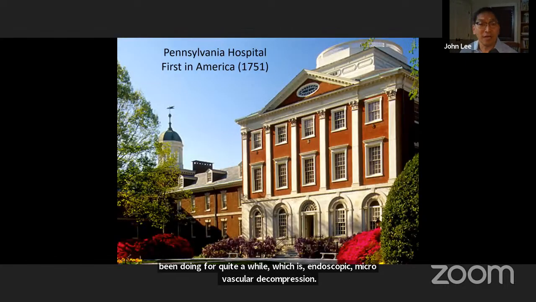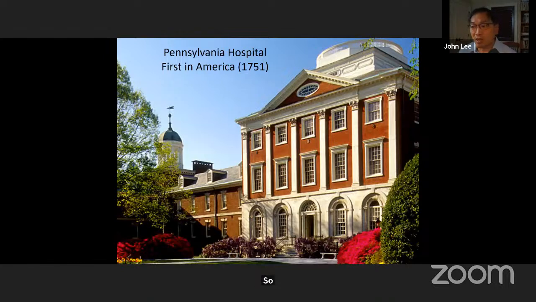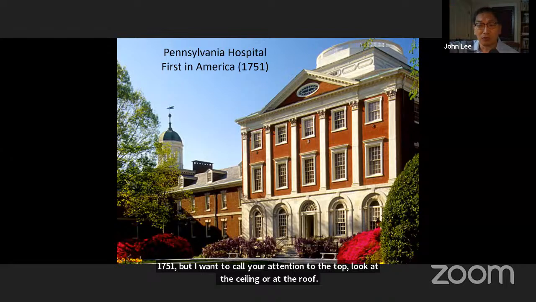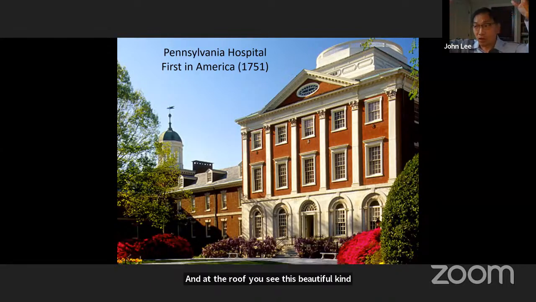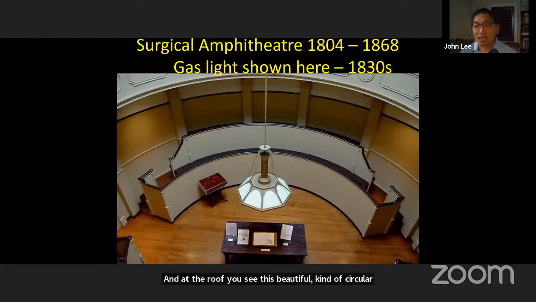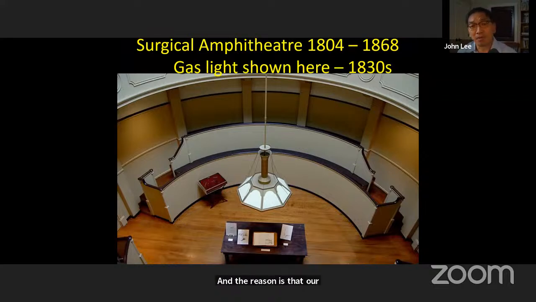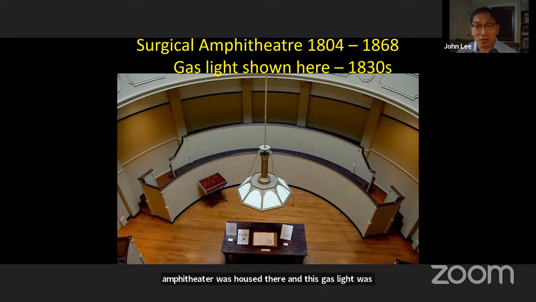I practice at Pennsylvania Hospital, which is the first hospital in America. You can see the front here, 1751. But I want to call your attention to the top. Look at the ceiling or the roof. At the roof, you see this beautiful circular thing. Now you'll see there are windows there, and there are going to be beautiful lights. The reason is that the first surgical amphitheater was housed there. And this gas light was only started in the 1830s, because before that, it was all natural light.